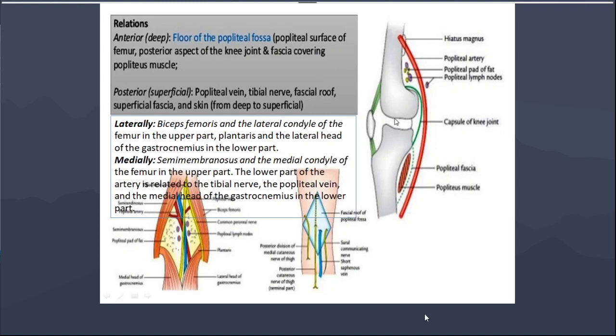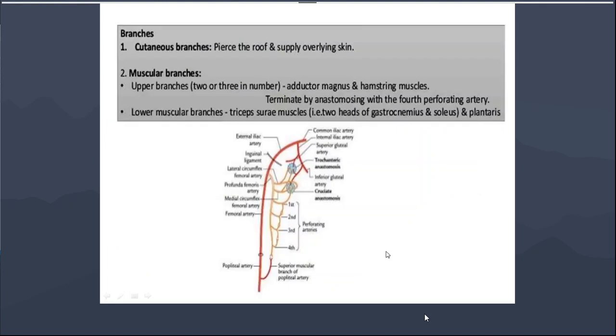So you can see what the relations of the popliteal artery are. This is the anterior relations, and this side is the posterior relations. Then laterally and medially, you can see medially these muscles, laterally all these muscles, and anteriorly the popliteal pad of fat and popliteal lymph nodes. Then posteriorly you can see the popliteal vein, then the tibial nerve and the roof. So these are not so important relations of the popliteal artery.